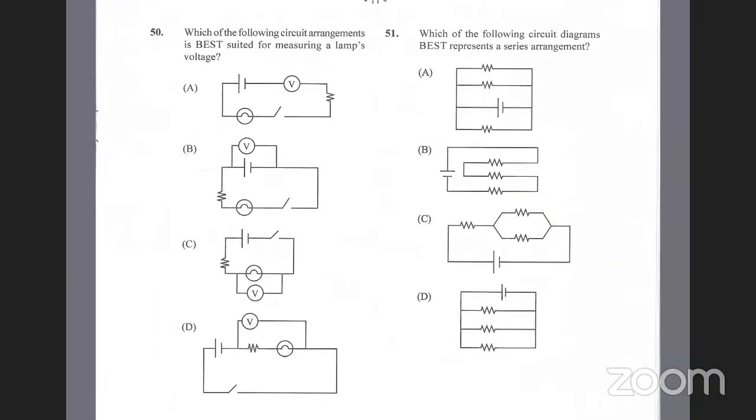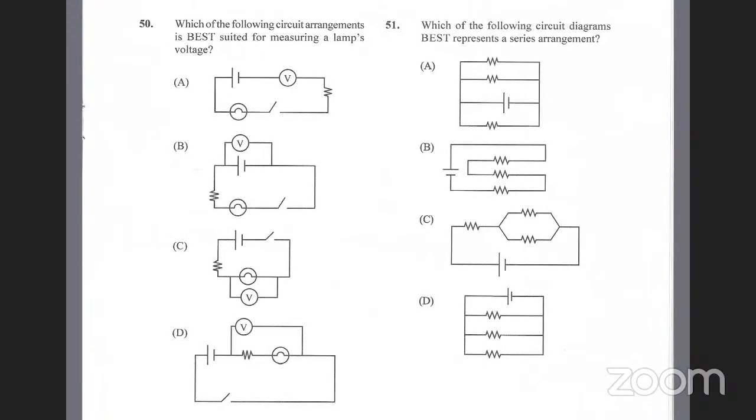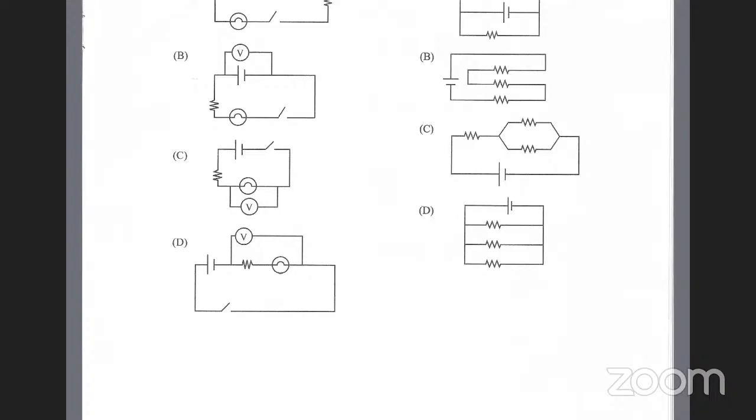Which of the following arrangements is best suited to measure the voltage? Well, it must be in parallel across the lamp. Not the resistor. The resistor will mess up the voltage reading, right? You wouldn't get the true voltage of this. So it has to be across the lamp alone, which is C.